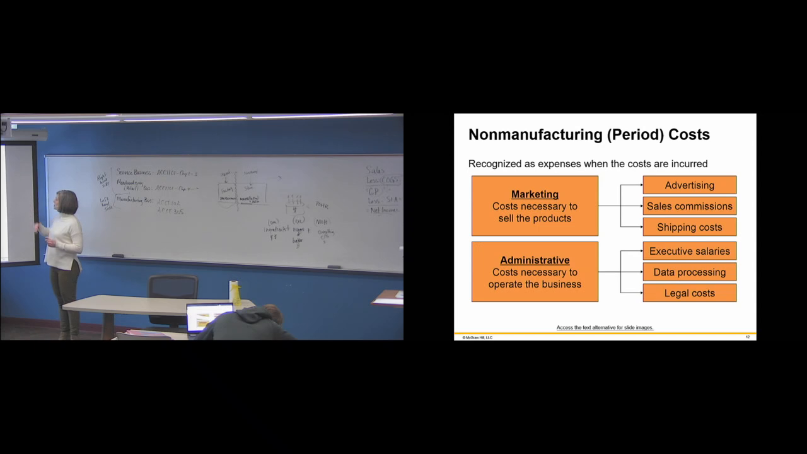So that could be advertising, sales commissions that you pay to your sales representatives, and anything associated with that, and shipping costs can be lumped in there too. Administrative costs are necessary to operate the business. So executive salaries, data processing, legal costs. I can't believe we didn't list accounting in here. This is an accounting textbook. Accounting goes under there too, right? So those would be any costs associated with administrative.